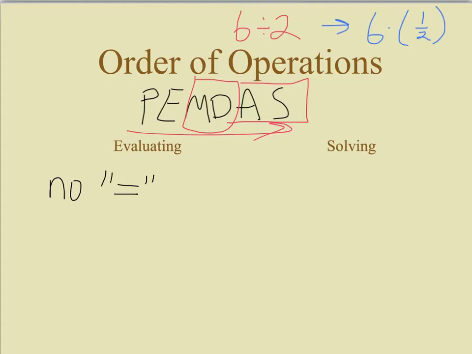But evaluating the term is done only with expressions, and expressions are things without equal signs. Whereas solving, you are dealing with equations. And obviously, because you see the word equations, it has an equal sign. Evaluating is only with expressions. And I just want to give you 2 quick examples on those. Alright, so let's look at an expression.